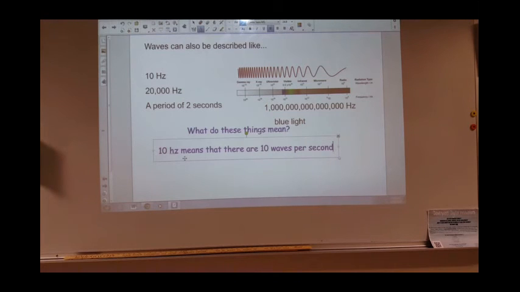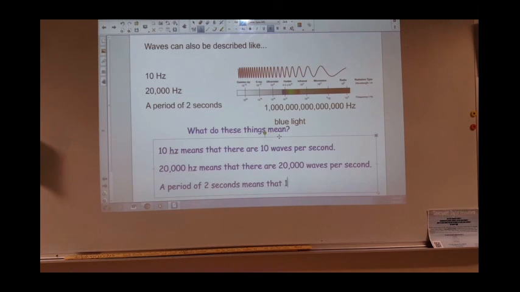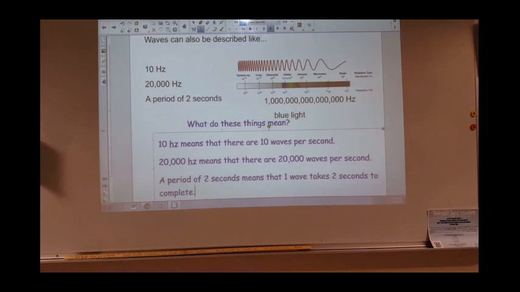And now I wanted to go over what does 20,000 hertz mean. 20,000 hertz means that there are 20,000 waves per second. So you have 20,000 up and down movements every second. That's a lot. And then now, what does it mean for a period? Period of 2 seconds means that one wave takes 2 seconds to complete. That section should be pretty simple. This was round 3. Get ready for round 4.